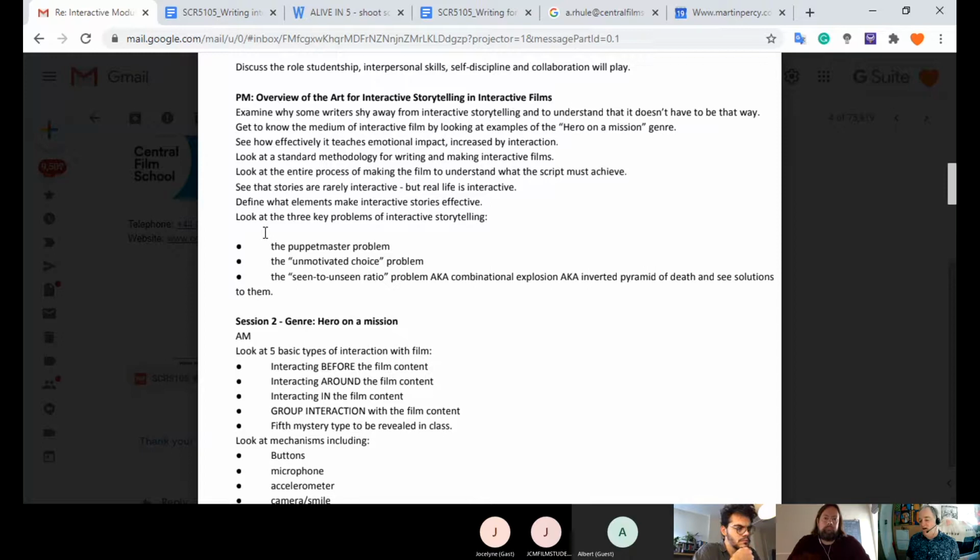So again, you become the person to hire because you know the solutions to these problems, whereas most writers don't even know what the problem is. So when they try and write an interactive script, they just fall straight into it.